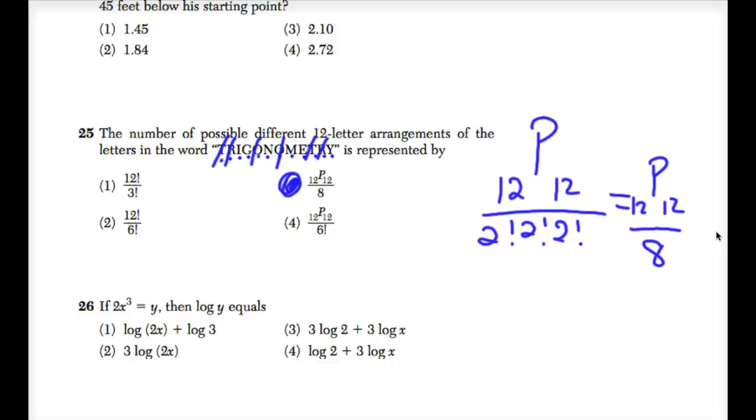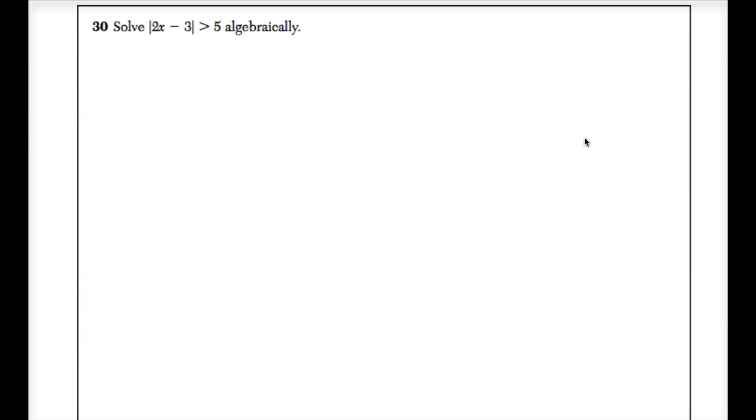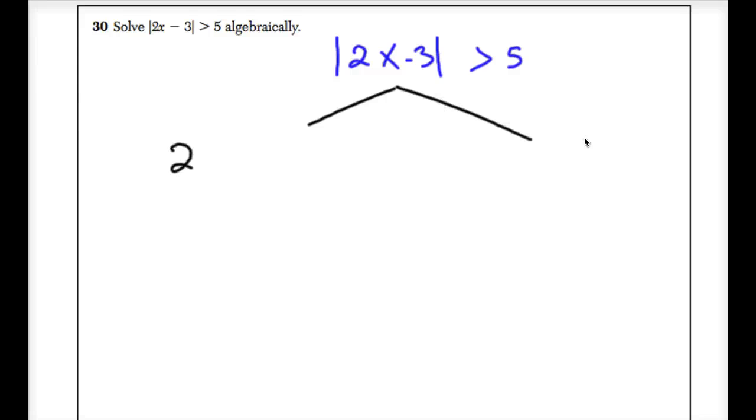Alrighty, so we have not done 26, 27, 28, 29. Let's skip it all the way to number 30. We have not done anything else. Let's go all the way to number 30. Here we are. Now this is a 2-point question, super easy question. It says the absolute value of 2x minus 3 is greater than 5. Now remember when we talk about absolute value, you can always split this up. You have 2x minus 3 is greater than 5, or 2x minus 3 is less than -5.